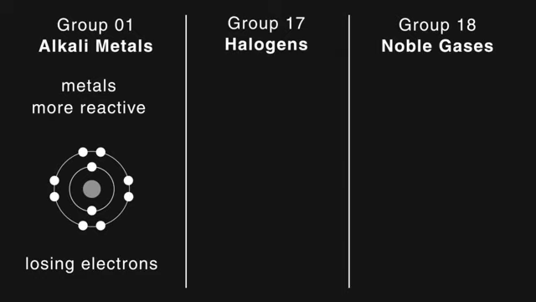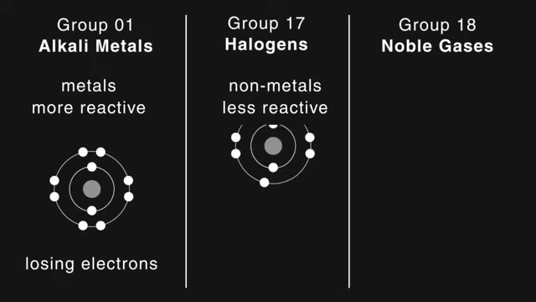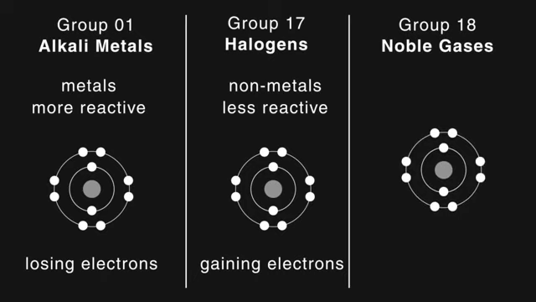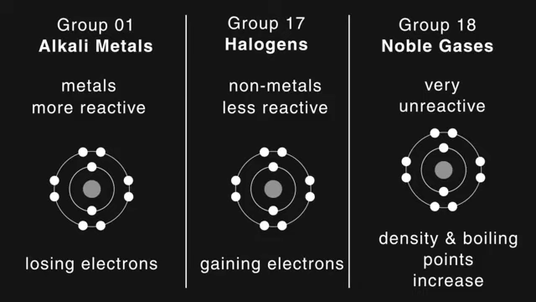As we go down Group 17, the nonmetals become less reactive, because nonmetals react by gaining electrons, and the fewer shells, the greater attraction for the incoming electron. And in Group 18, elements have a full outer shell of electrons, and so are very unreactive. Their densities and boiling points increase on going down the group.